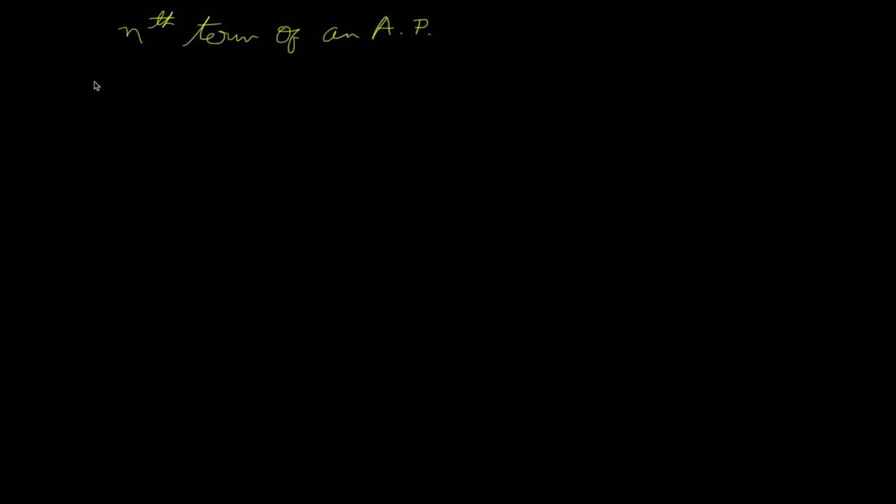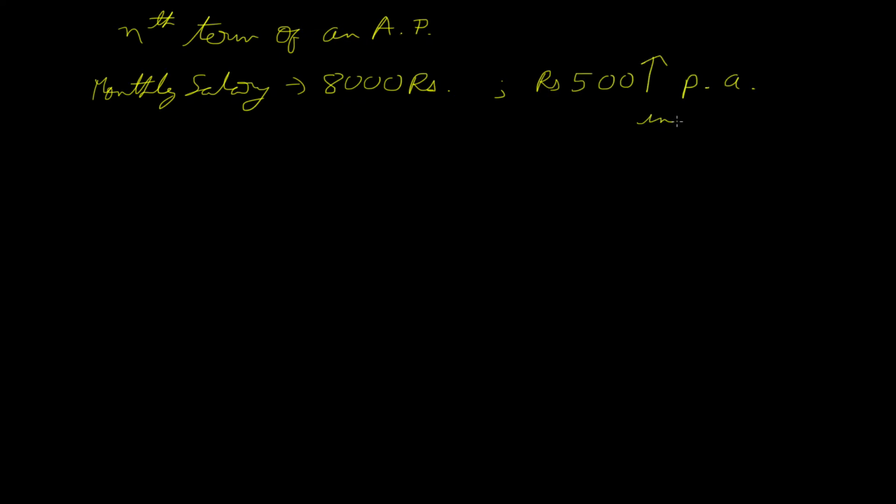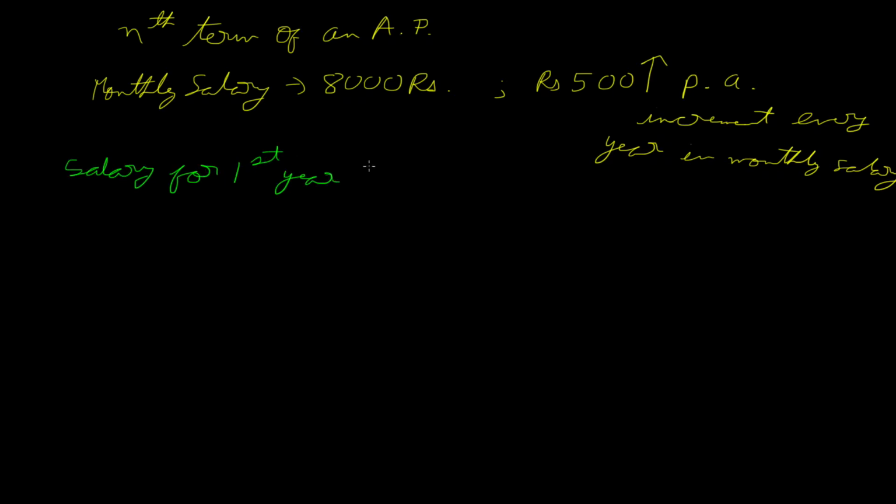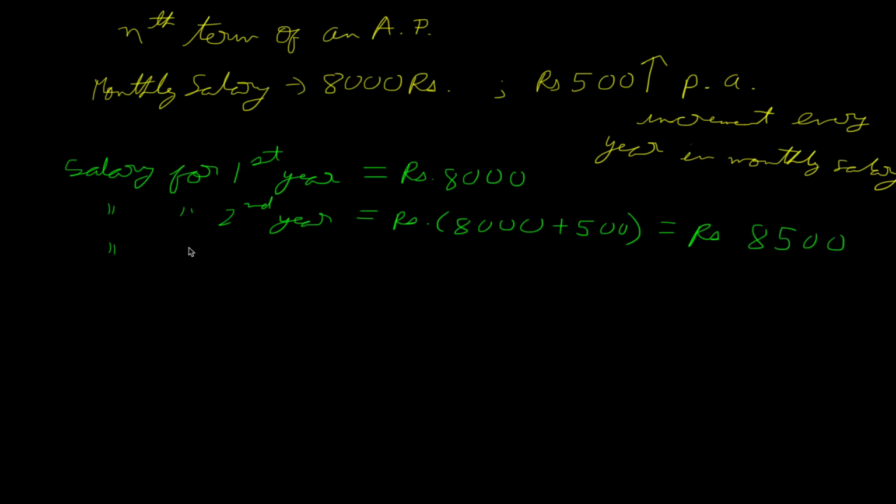Suppose you get a job and the contract says that you will get a monthly salary of 8,000 rupees, and the contract also says that you will get an increment of rupees 500 per annum. That is an increment of rupees 500 in the monthly salary every year. So your salary for the first year will be rupees 8,000, and the salary for the second year will be rupees 8,000 plus 500, that is equal to rupees 8,500.